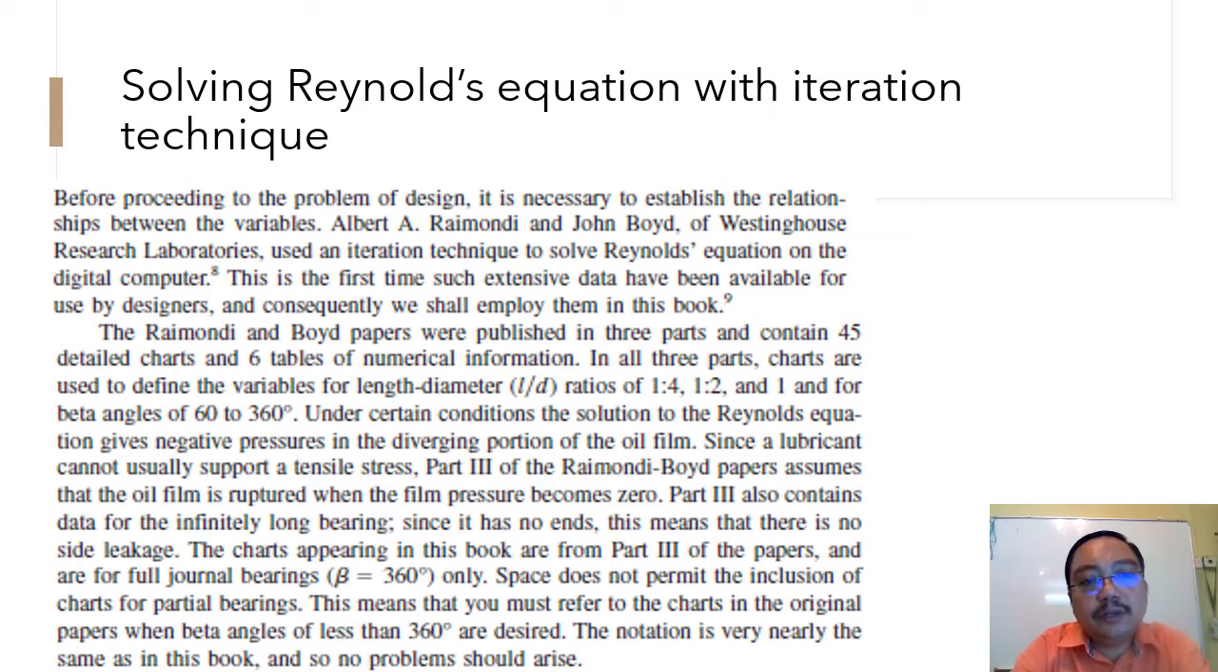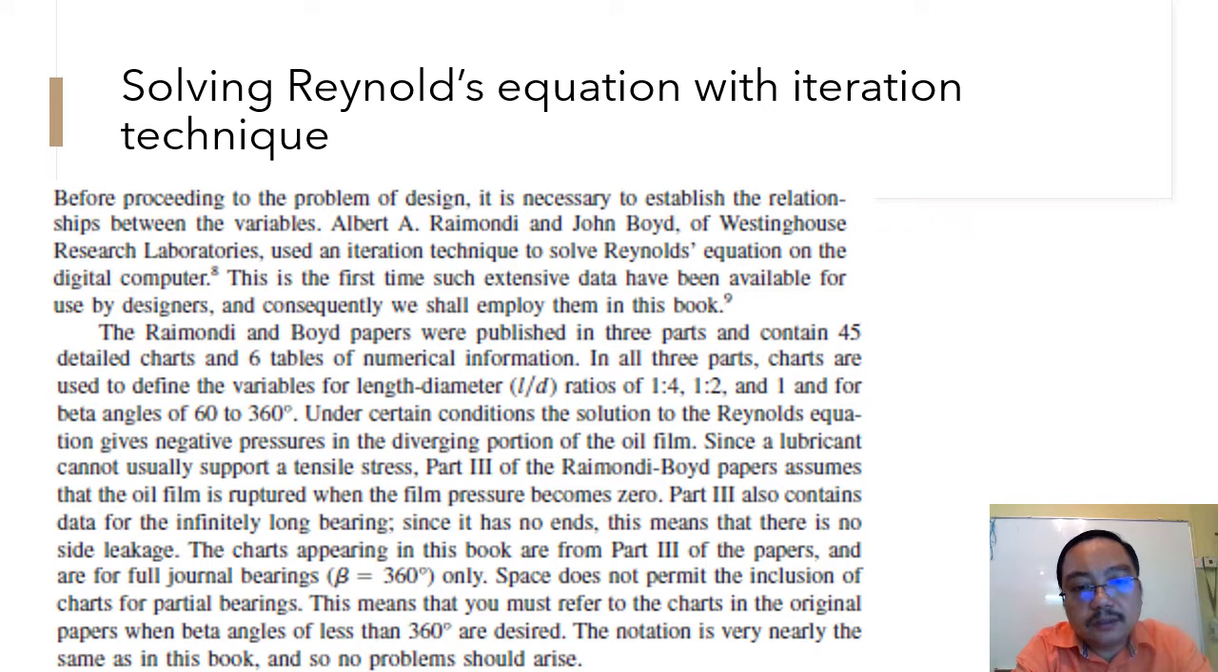So the chapter begins with solving Reynolds equation with iteration technique. Before proceeding to the problem of design, it is necessary to establish relationship between these variables. Albert A. Raimondi and John Boyd of Westinghouse Research Laboratories used iteration technique to solve Reynolds equation using a digital computer. So using a computer they can do much more analysis. Of course, using a computer will benefit you a lot.